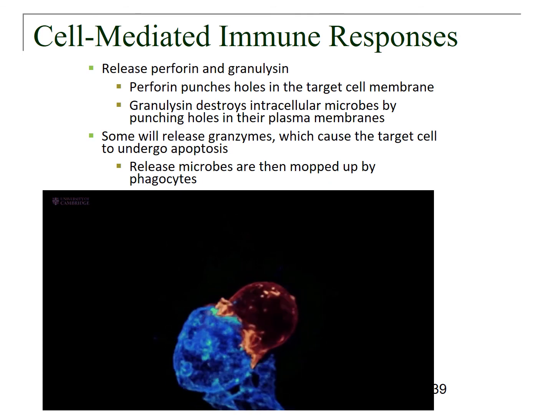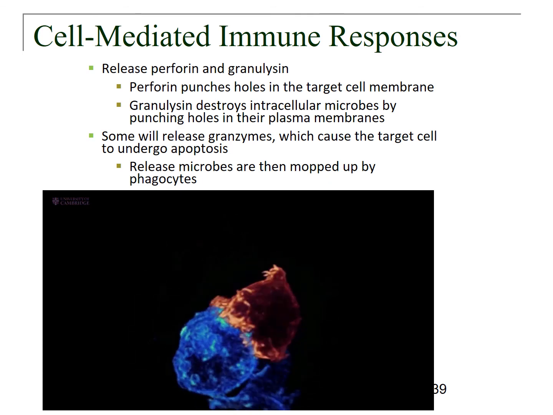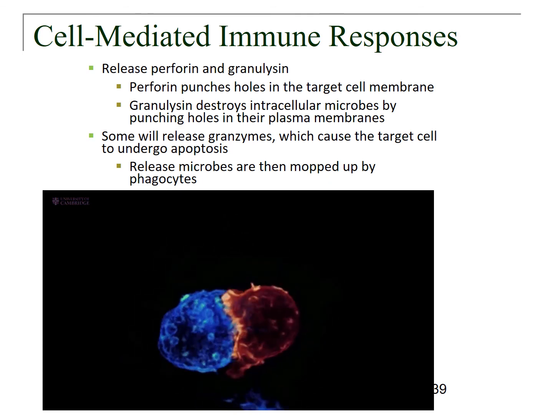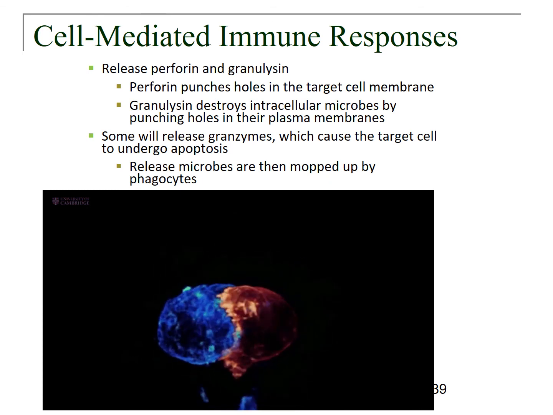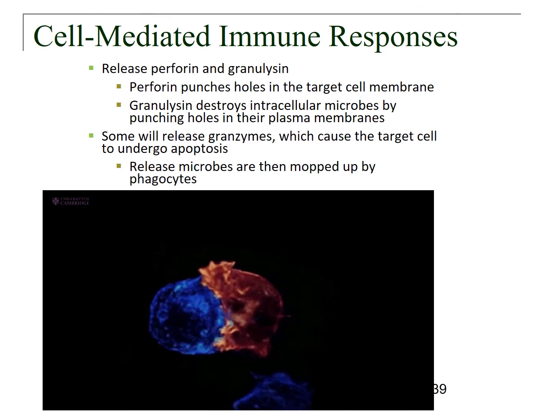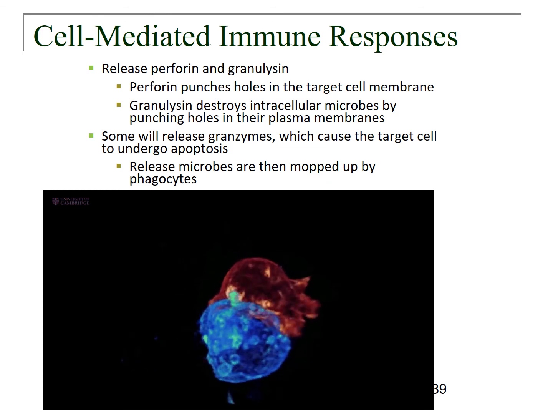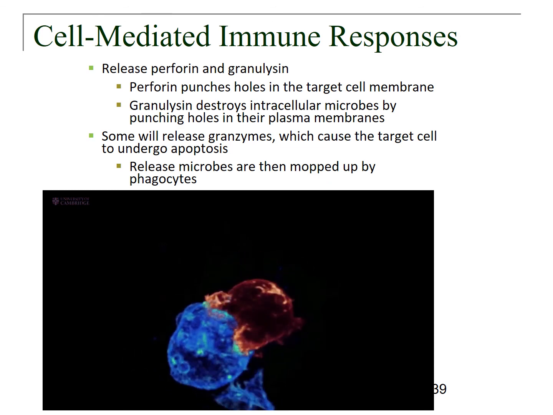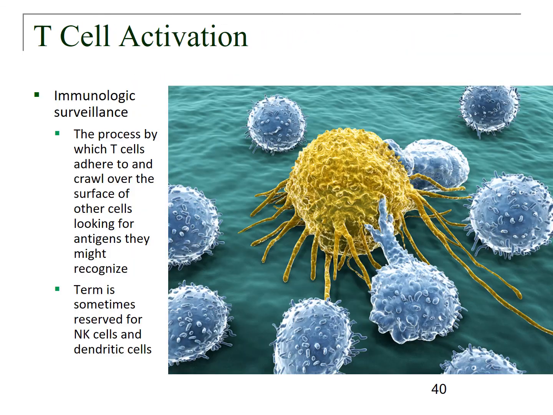Now, some cytotoxic T cells will release granzymes, and you've heard that before. These cause the target cell to undergo apoptosis. And so at that point, any microbes that get released or any cell fragments then get mopped up by phagocytes.